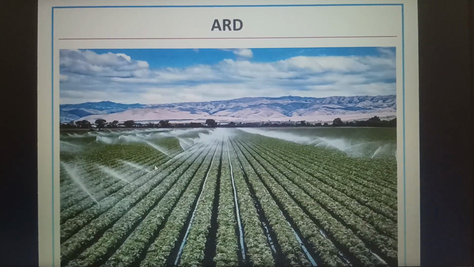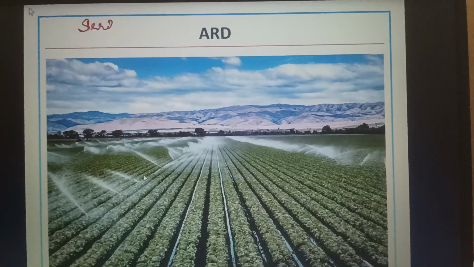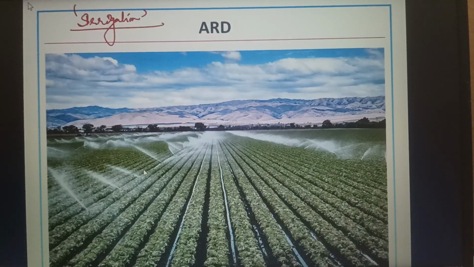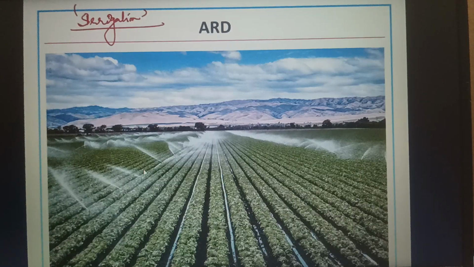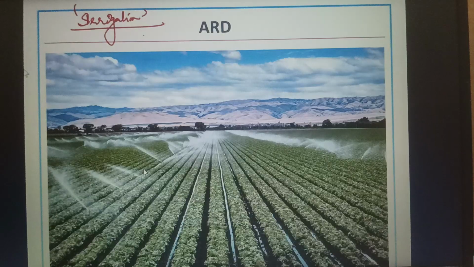Let's start with yet another chapter, that is irrigation. Irrigation is the chapter that we are going to discuss today. Let's see if it's completed today or it will take one more session. See what type of question they ask from this particular chapter of irrigation. That is our area of interest.